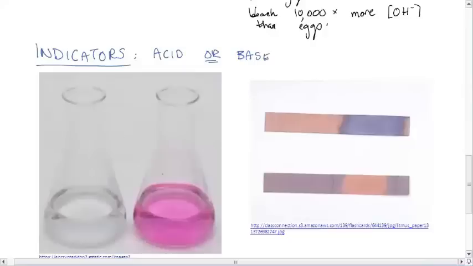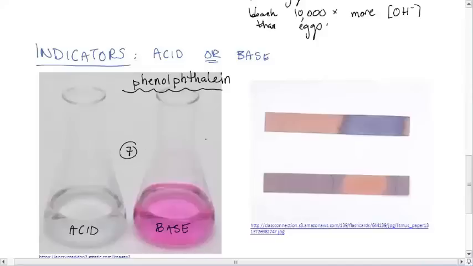So in liquid form, the indicator we would use is called phenolphthalein, sort of a funny word to say. And if phenolphthalein turns a liquid a pink color, then that means that liquid is a base. If phenolphthalein remains colorless, remains clear in a liquid, then that means that liquid is an acid. And it's right around a pH of 7 that phenolphthalein will change from acid to base.